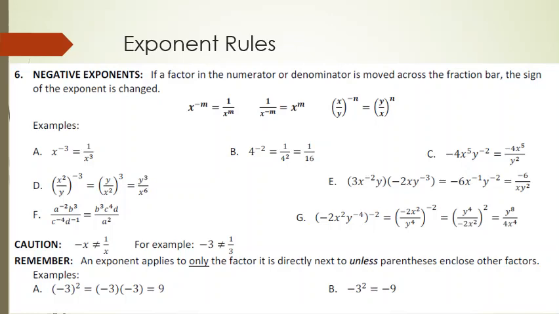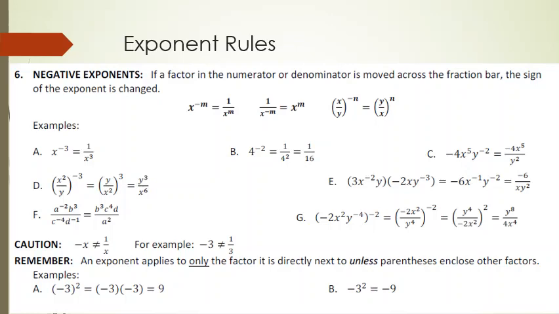Now the exponent only applies to the factor it is directly next to, unless parentheses enclose other factors. So when we have a negative 3 squared, there's 2 different ways to write it. If the negative is on the inside, then you know that squared will get rid of that negative sign. Any even exponent will get rid of that negative sign. Odd exponents, it will keep the negative sign.